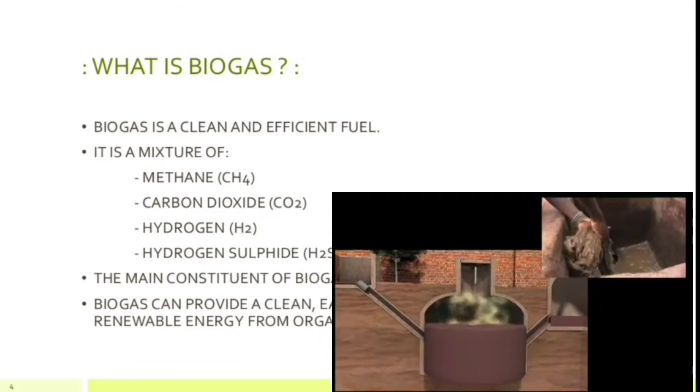So what is biogas? Biogas is a clean and efficient fuel. It is a mixture of methane, carbon dioxide, hydrogen and hydrogen sulfide. The main constituent of biogas is methane. Biogas can provide a clean, easily controlled source of renewable energy from organic waste materials.